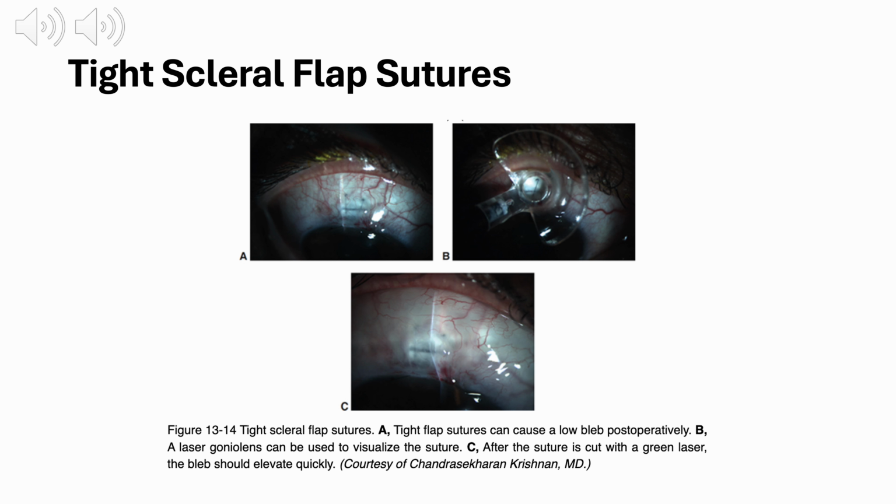Image B highlights how we can use a laser gonial lens to directly visualize the flap sutures. This becomes important when we're considering laser suture lysis. The key is identifying which suture is contributing most to the resistance, usually the most anterior or tightest appearing one. Then in image C, you see the immediate effect of successful suture lysis. Once a suture is cut with a green laser, aqueous begins flowing more freely, and the bleb elevates fairly quickly. That rapid change is what you hope to see. It confirms that the resistance was indeed mechanical and not due to scarring under the flap.